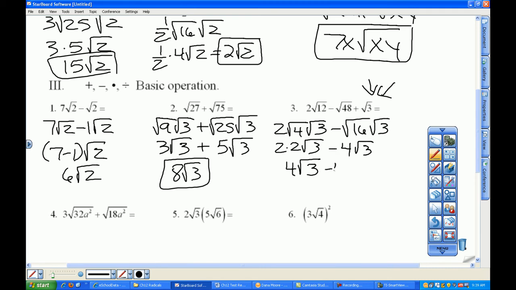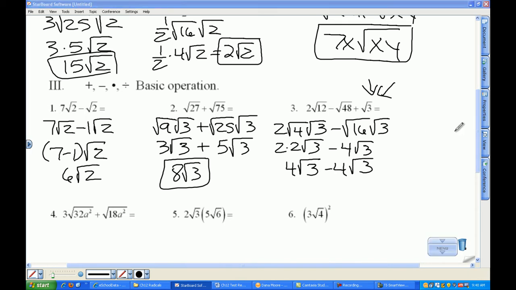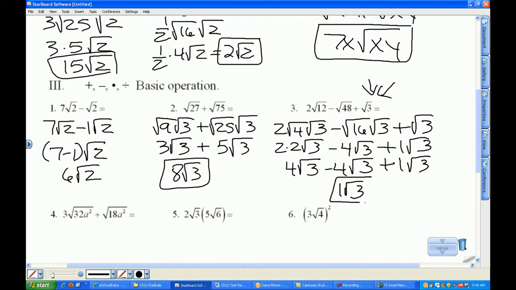And I'll just bring that down to the next step so everything's lined up nicely. Please notice that's negative. So I have a positive 4 radical 3 and a negative 4 radical 3. And then I'm adding the little 1 radical 3 at the end. So 4 minus 4 is 0, plus 1 gives you 1 radical 3 as the answer.